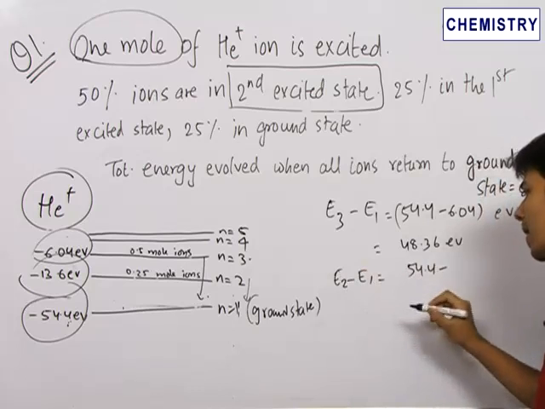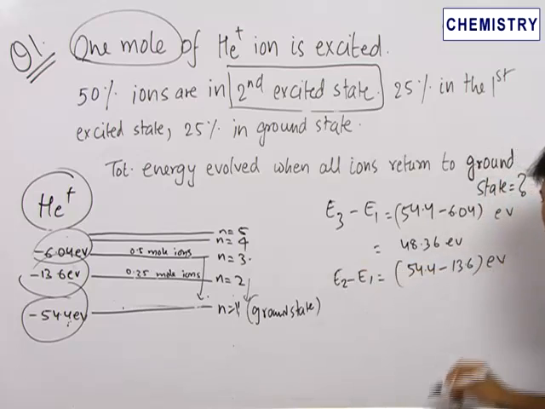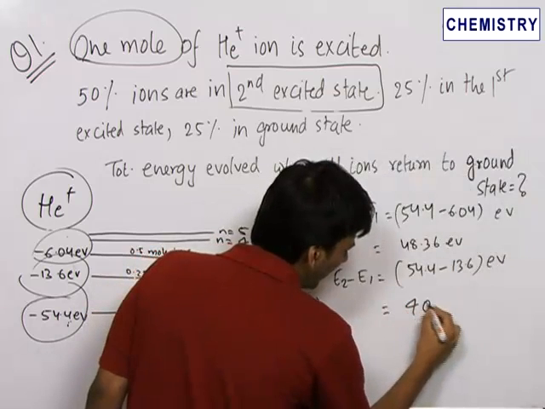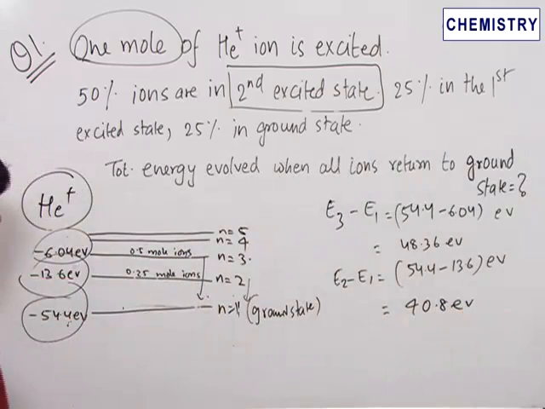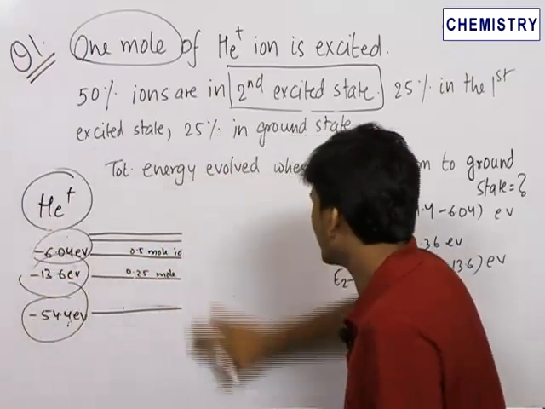Now again, E2 minus E1 is equal to 54.4 minus 13.6 electron volt, which comes out to be equal to 40.8 electron volts. So we know the energy difference between these two states. Now let us write the equation for the total energy evolved.